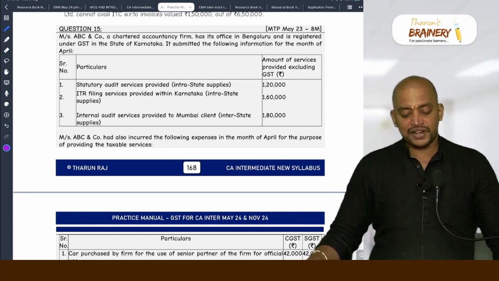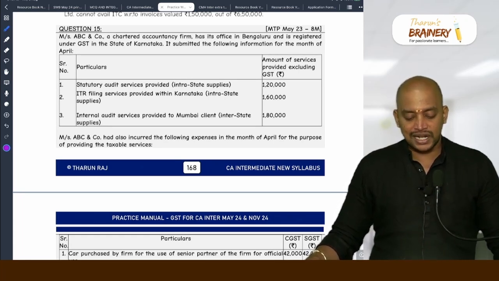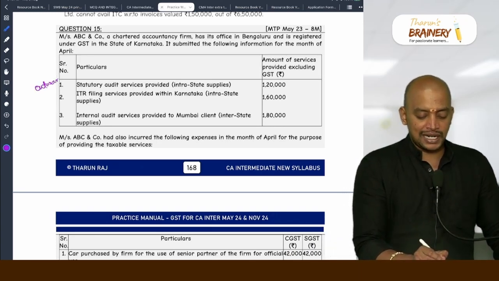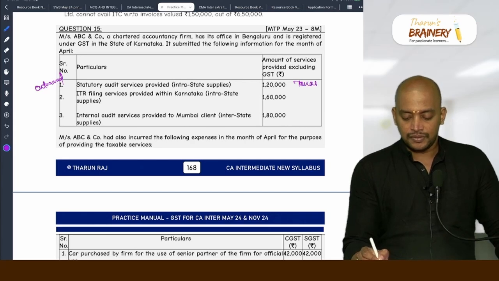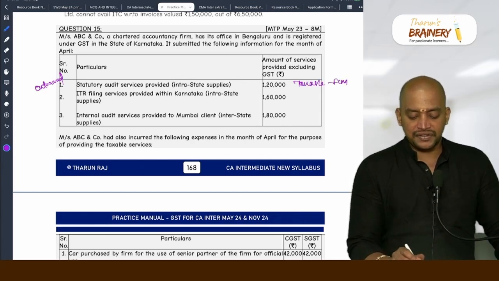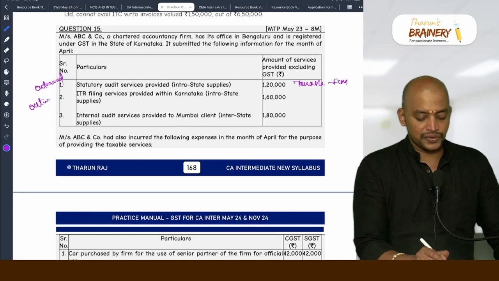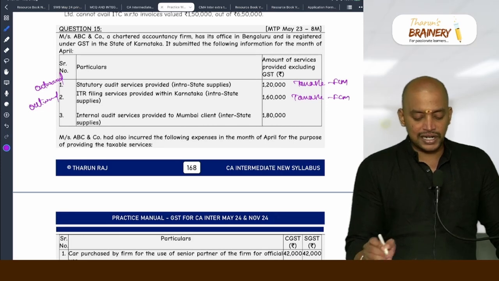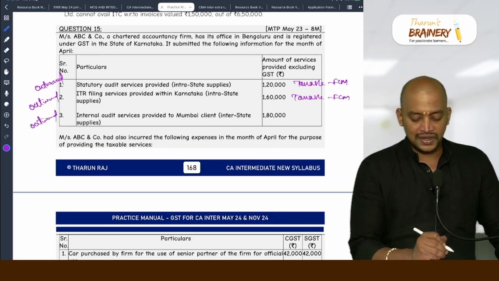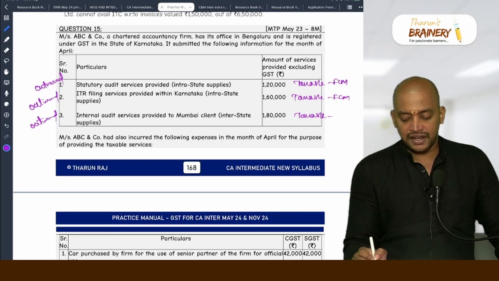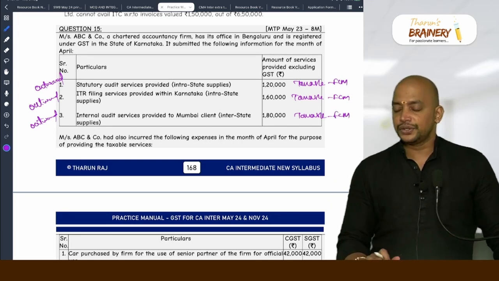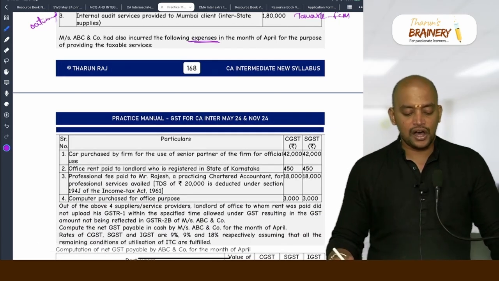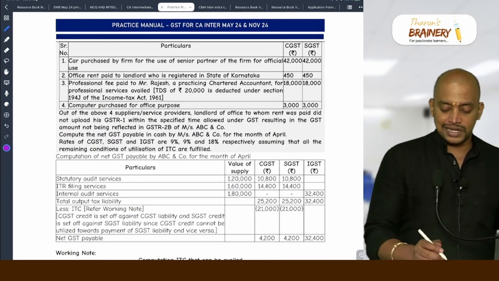Statutory audit services provided, intrastate supplies 1,20,000, outward, and it will be taxable under FCM. Then ITR filing services provided within Karnataka, outward, again same, taxable FCM. Internal audit services, outward, taxable FCM. But we have intra and inter, that we need to divide. Messrs. ABC has also incurred the following expenses. Means what? All these are inward.